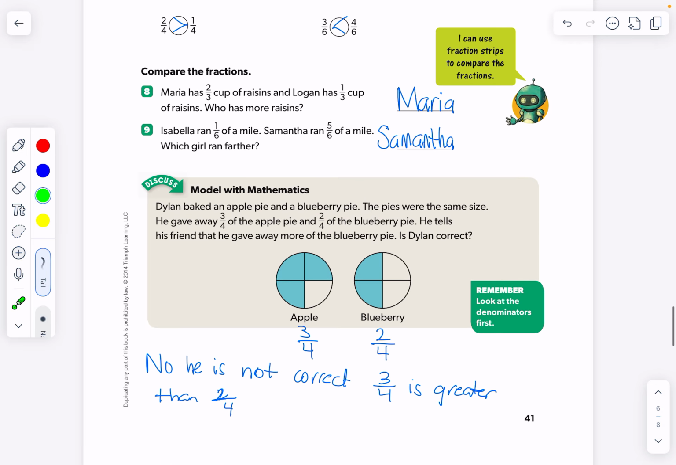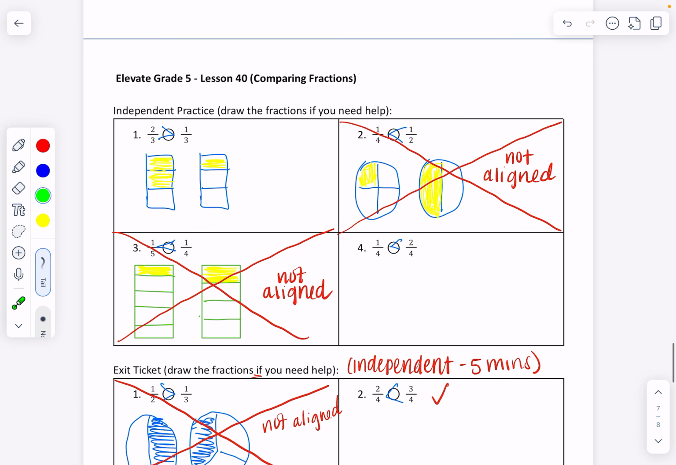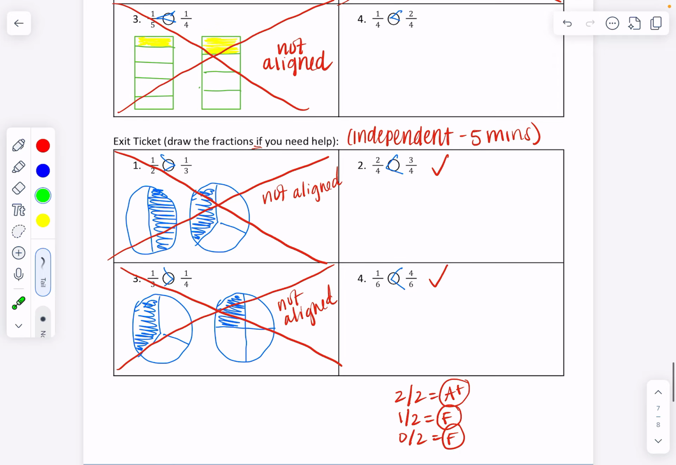Then we have some word problems that students are going to jump into. Some more independent practice. Please skip questions 2 and 3 because they are not aligned with today's lesson, which is on comparing fractions with like denominators. So as you can see in question 3, we're comparing 1/5 and 4/5. Skip that question, as well as for the exit ticket, go ahead and skip questions 1 and 3. Because they do not have like denominators.